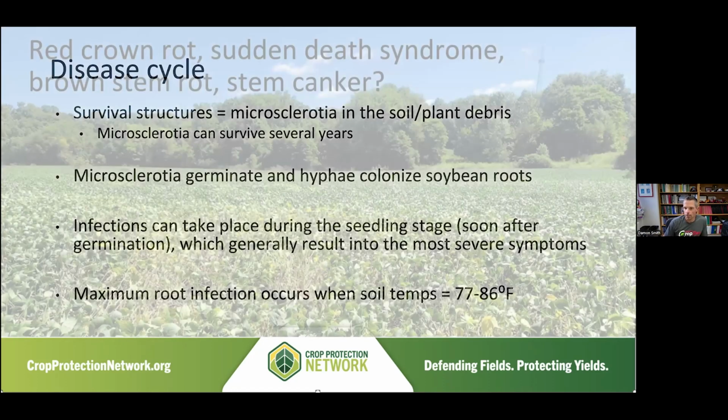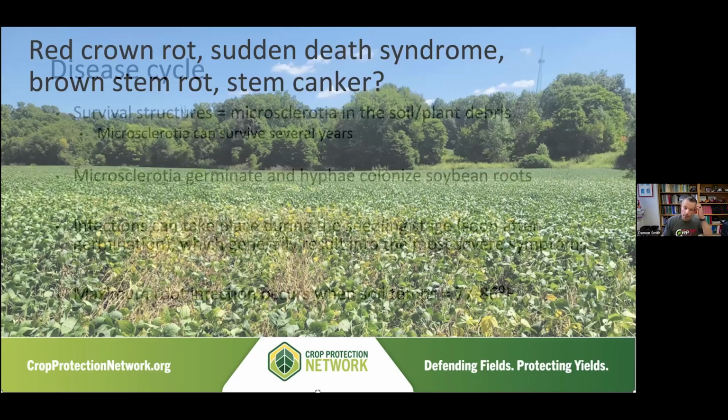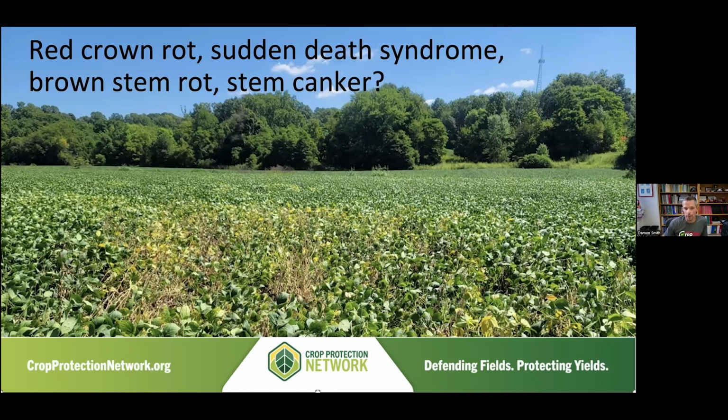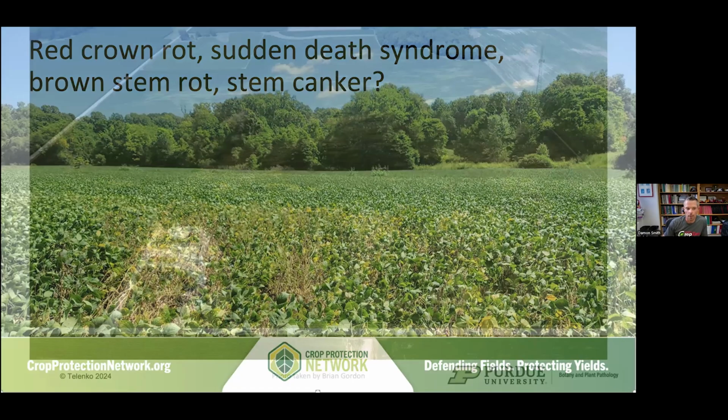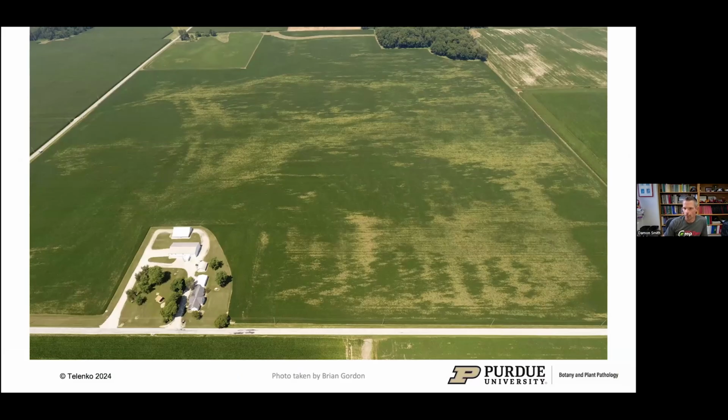Just to again show you some symptomology. If I showed you this field here in Wisconsin, you'd probably tell me that's sudden death syndrome or maybe even white mold. So we need to take some time to get out of the truck and take a look at what's going on here. Here's an aerial shot of pretty significant red crown rot from Darcy Talenko's program. So again, it likes maybe lower spots in the field, heavier soil types, and that sort of stuff.